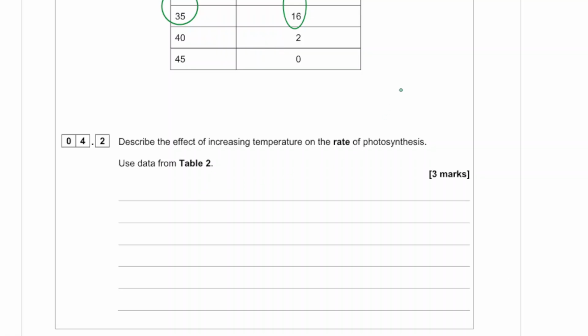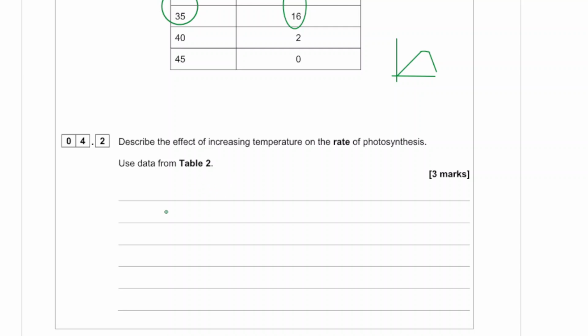So if I was to draw a really simple graph, I'm not sure if the question is actually asking you to draw a graph. It's going up to about 30, staying constant at 35, and then it goes down to 0, like that.